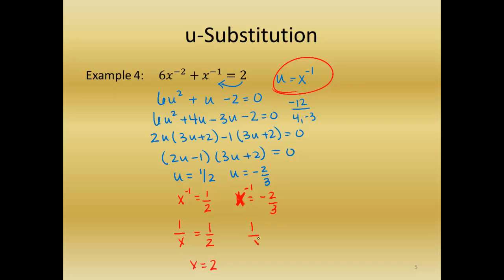On this side, 1 over x equals negative 2 over 3. You can use cross multiplication if you prefer, or if you just recognize that this is really representing the reciprocal, 1 over x is the reciprocal of x, then x must be negative 3 over 2. Again, you can check your answers by substituting them back into the original and using your calculator to verify. And we have here that x equals a negative 3 over 2 and a positive 2. I'll use them in my solution set notation here, and I've completed them.